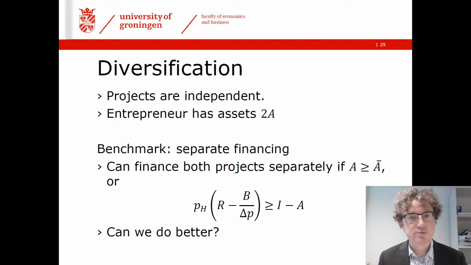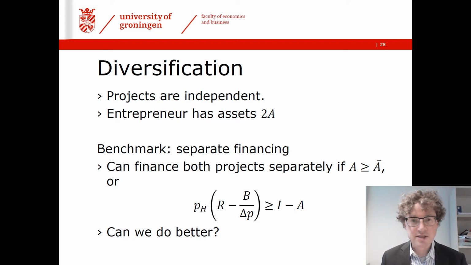So let's assume that these projects are independent. The success probability does not depend on the success of the other project. So these two projects have the same success probabilities, but if you learn that one of these projects was successful, that doesn't really tell you anything about the other project. So we're going to make this assumption.